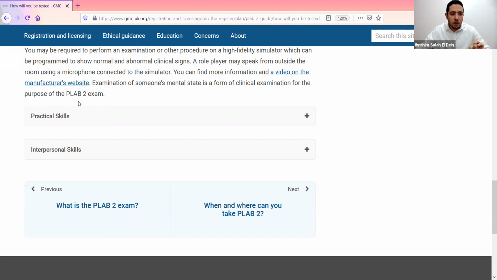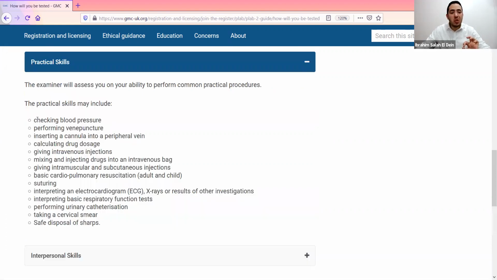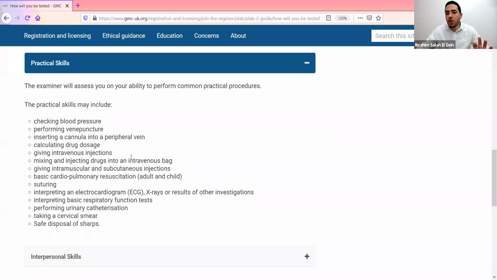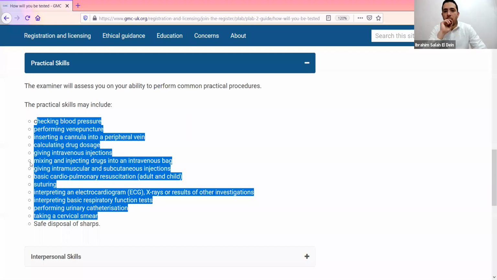Okay. After that, practical skills, you need to memorize this. This is a procedure, like checking blood pressure. Okay, so at the start of the examination, you usually mention the vitals. Vitals include blood pressure, oxygen saturation, heart rate, temperature, breathing sound. So you need to check blood pressure. You will not do it, but you need to know about it.